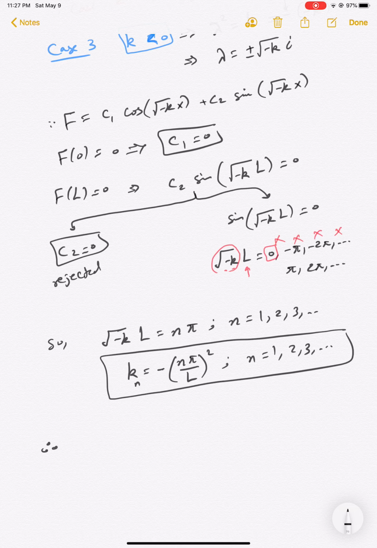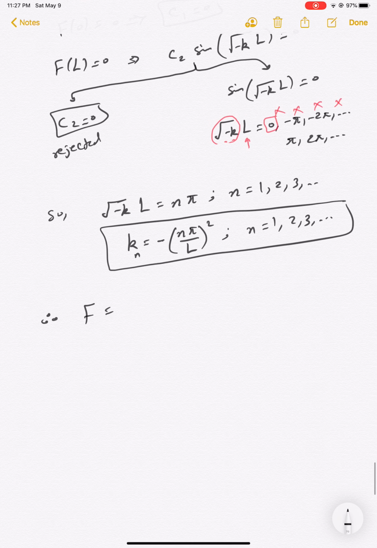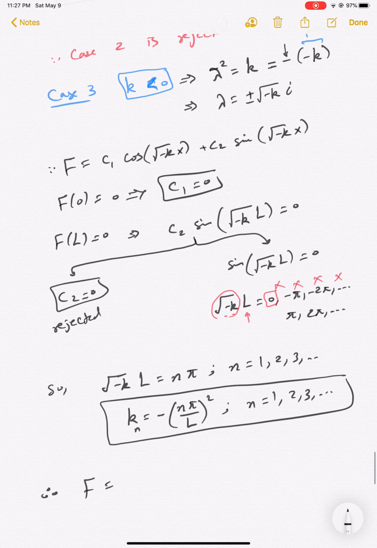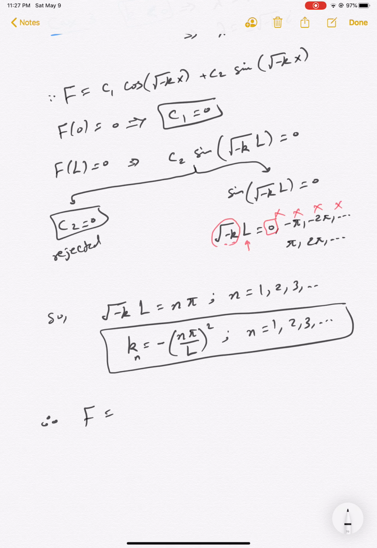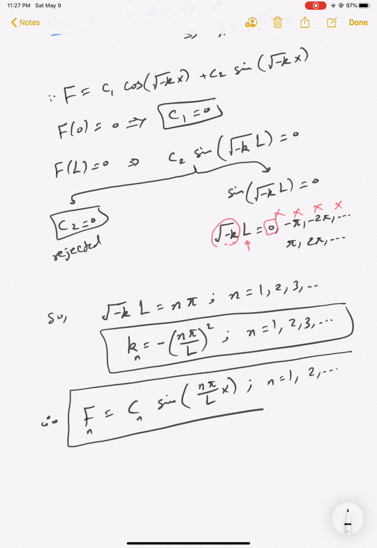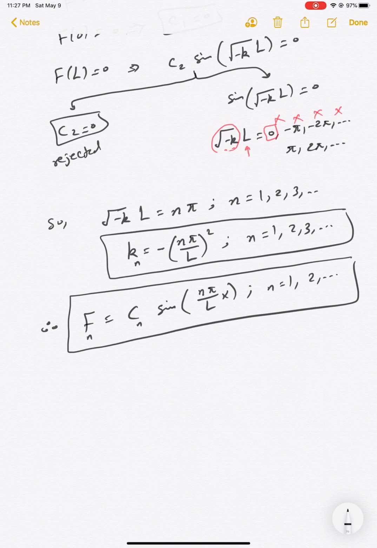So in the end, we found f. What is f? F is C1 cosine, but the C1 is 0. C2, there is no need to say C2, it's just a constant, right? Times sine root negative k. What's root negative k? It's n pi over L, times x. And what is the n? It is 1, 2, and so on. And because again these are infinitely many solutions, let's call them Fn with Cn. So at this stage, we have the function f.